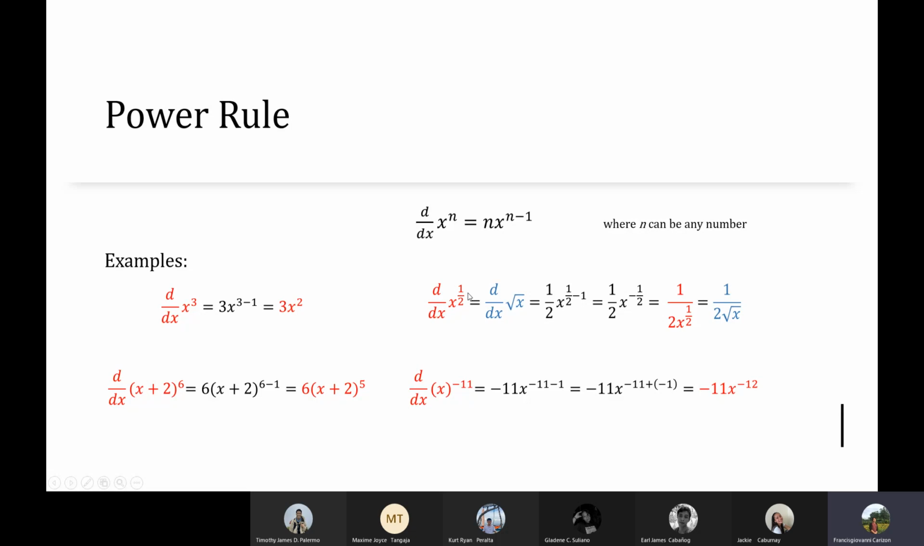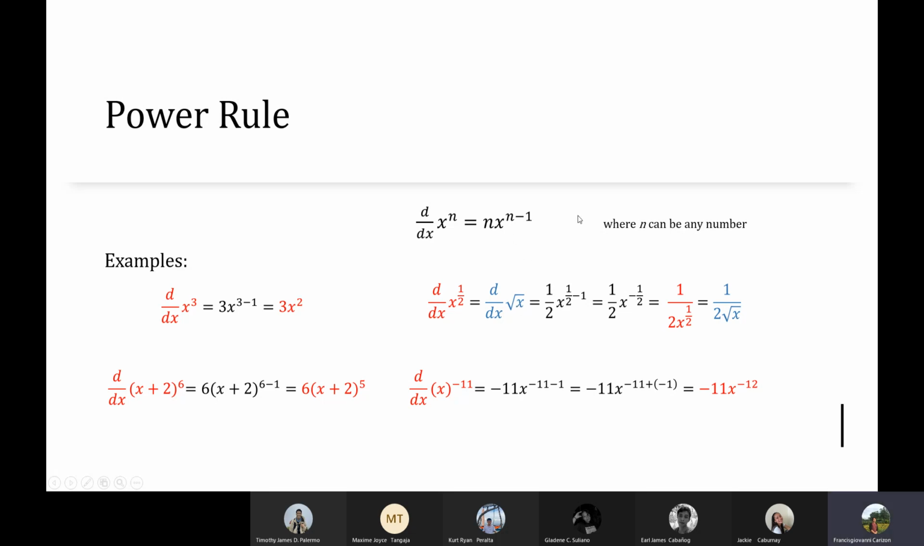So next is when the power is a fraction. This may seem like a different rule, but as I said earlier, we can use the power rule in almost any problem. So the derivative of x raised to the power of 1/2 is equal to the derivative of the square root of x, because x raised to the power of 1/2 equals the square root of x.